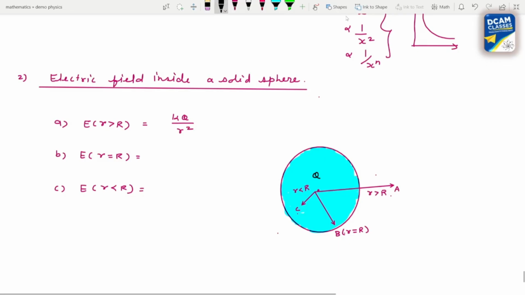Just tell me your answer. I'll tell later whether it is wrong or correct. I think it is kq by capital R minus small r whole square. No, wrong. And for surface, you can take any one of the formula kq by capital R square. Your first two results are correct, but your third one is wrong.